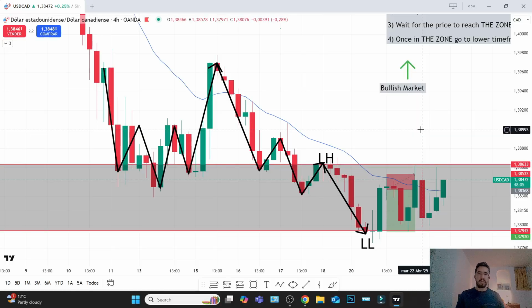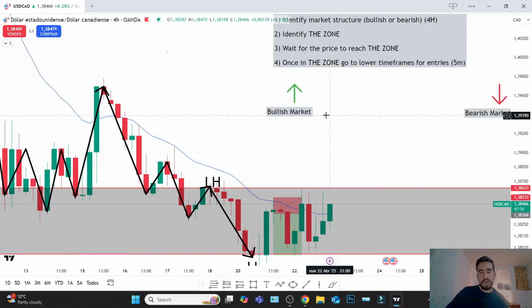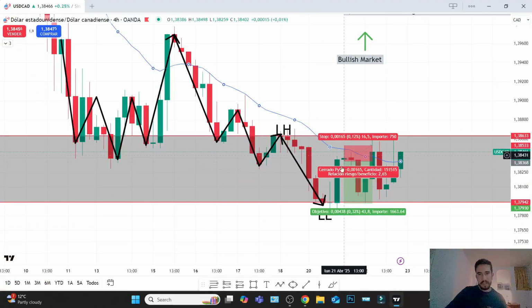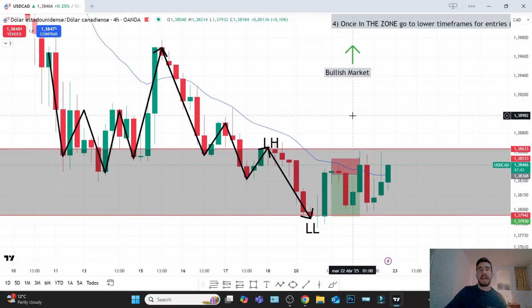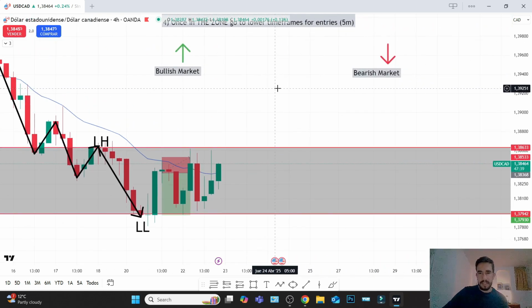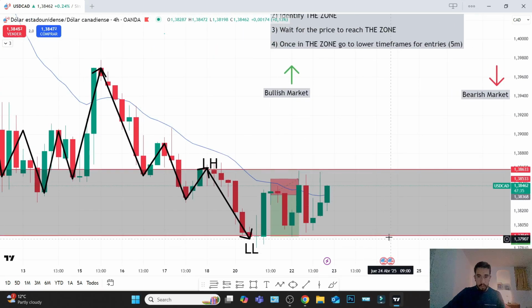But the first thing that you need to understand is, if it's clear the idea for you, you're going to have a clear idea of what kind of trades you're going to look for. Because if it's a bullish market, which is going up, even when the market structure inside is going down, you are going to keep looking for buying. And if it's going down, which is a bearish market, you're going to be looking for sales.